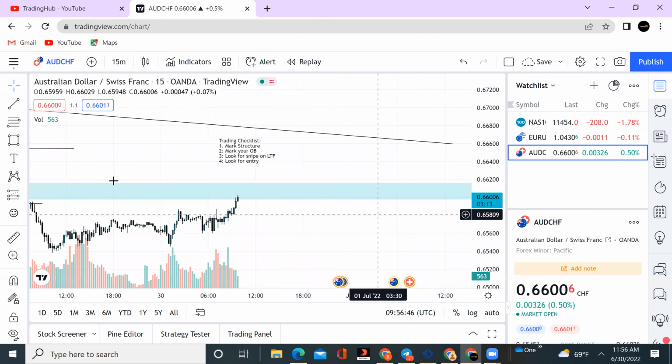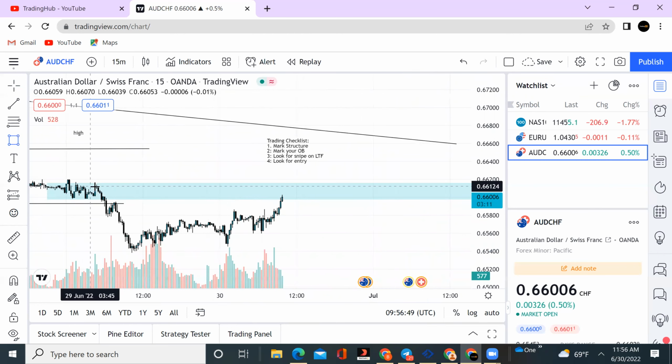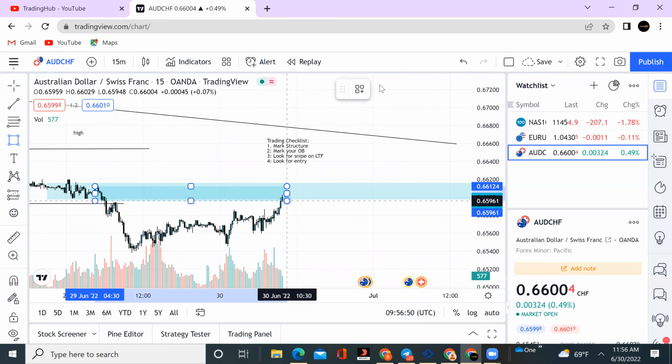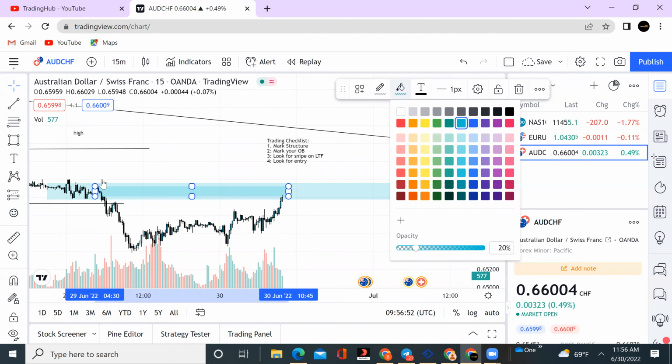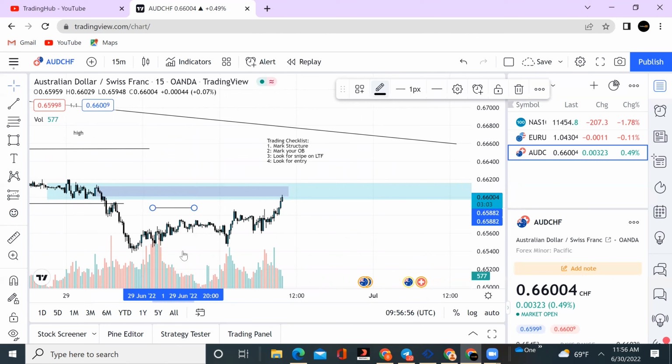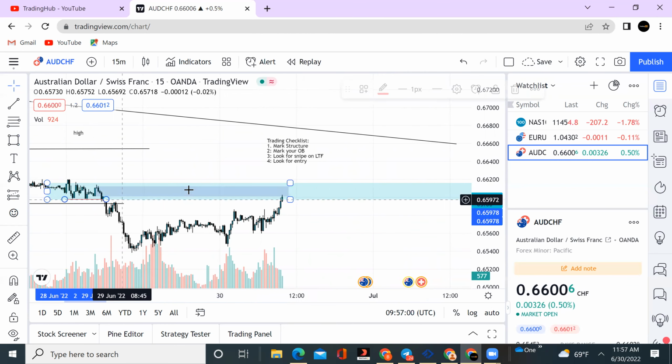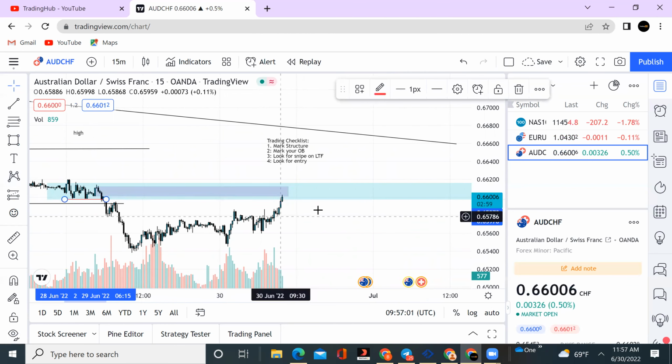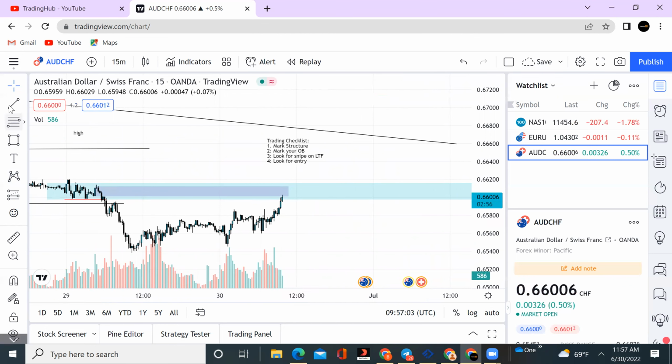But for those who want to take direct entries, you could easily just mark this order block here. For example, do that. Then make a break of structure line here, and then you could enter there. But me personally, I'd want to look for a change of character, which would basically be a snipe pattern here. So I'd want to see something like this.